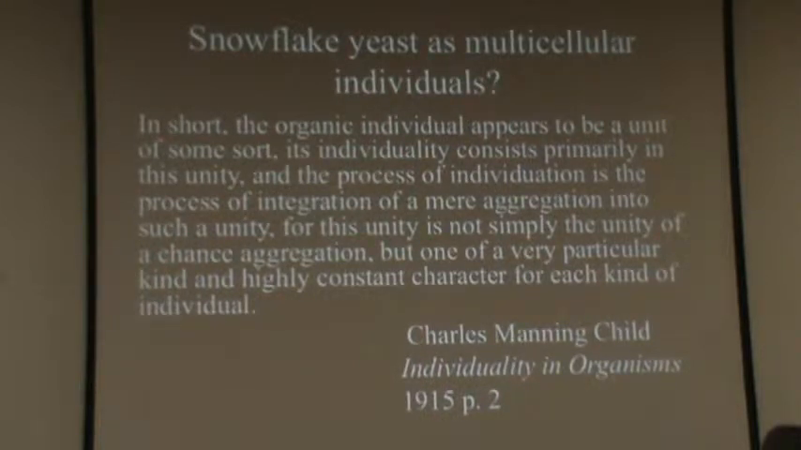So here we have Charles Manning Child. "In short, the organic individual appears to be a unit of some sort. Its individuality consists primarily in this unity, and the process of individuation is the process of integration of a mere aggregation into such a unity. For this unity is not simply the unity of a chance aggregation, but one of a very particular kind, a highly constant character for each kind of individual." So we have determinate growth. That was one thing that we were looking for.